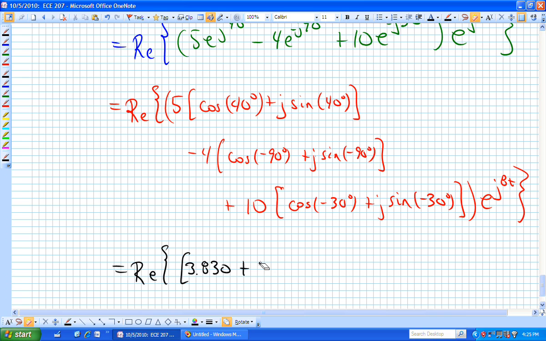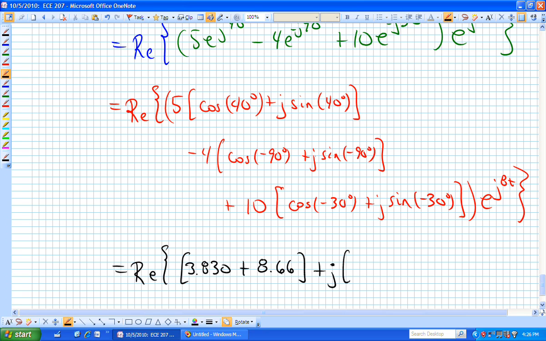What's the 4 cosine of minus 90? 0, so I don't have any of that. And then I have 10 times cosine of minus 30. Cosine of minus x is cosine of x. Cosine's an even function. Cosine of 30 degrees is 0.866. So I now multiply that by 10, and I have 8.66 there. And now I can put all of my complex pieces together.